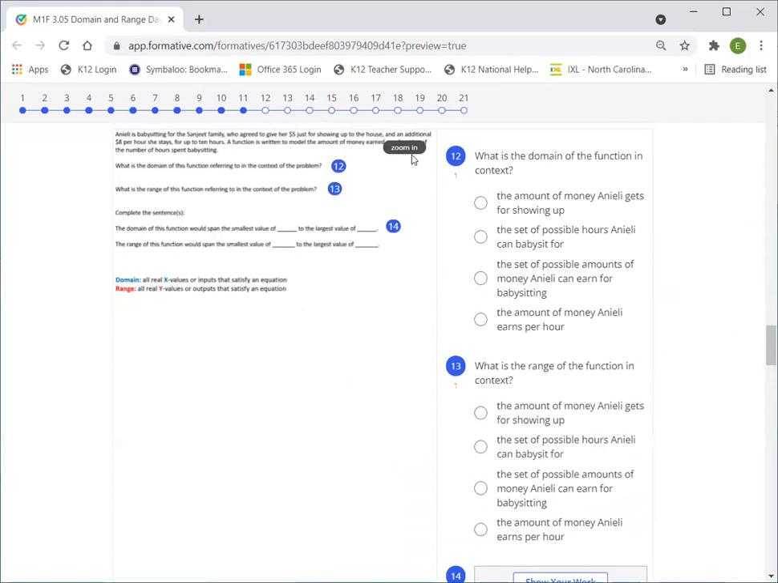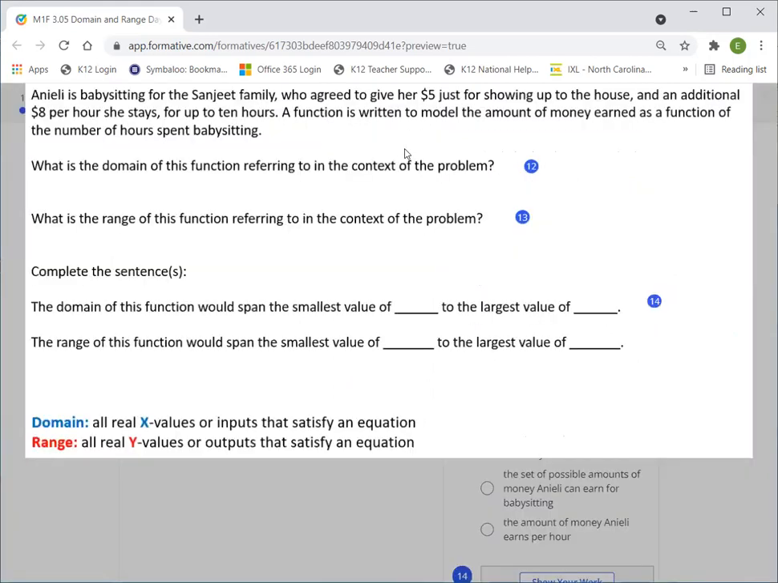The next example. Okay, it says Nellie is babysitting for the Sajet family, who agreed to give $5 just for showing up to the house and an additional $8 per hour that she stays, for up to 10 hours. A function is written to model the amount of money as a function of the number of hours spent babysitting.